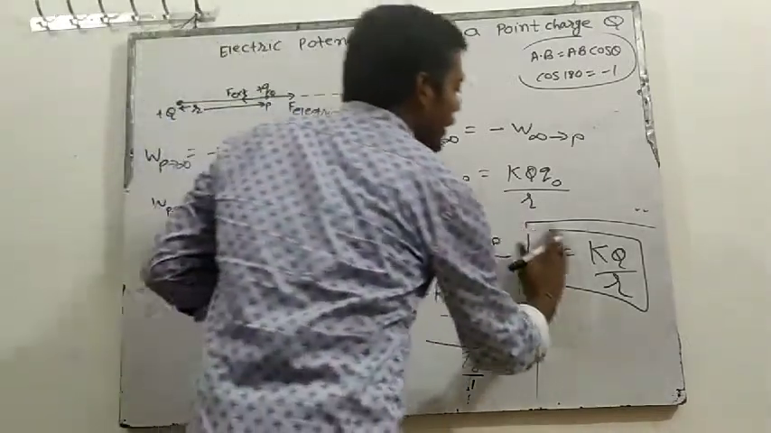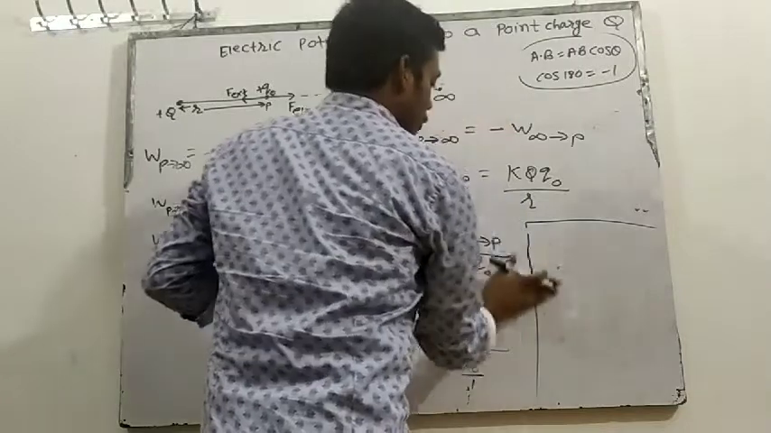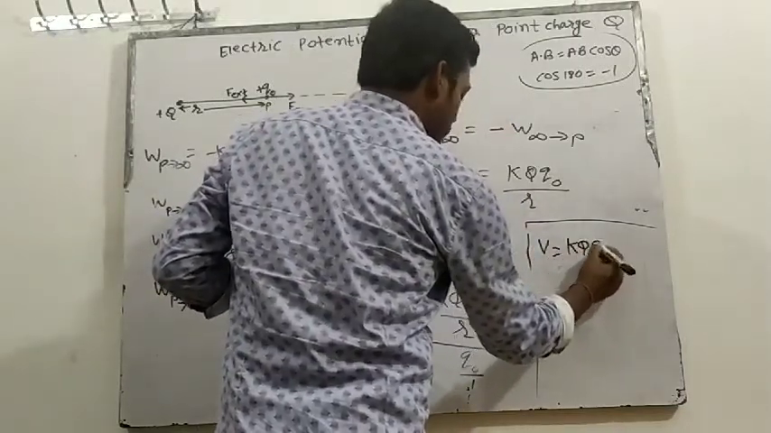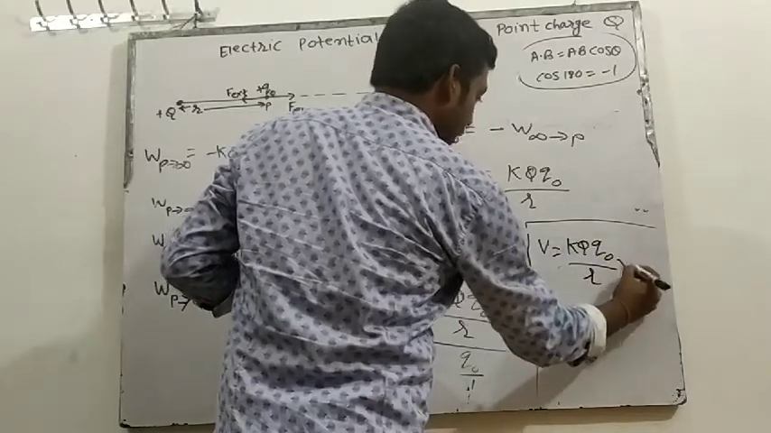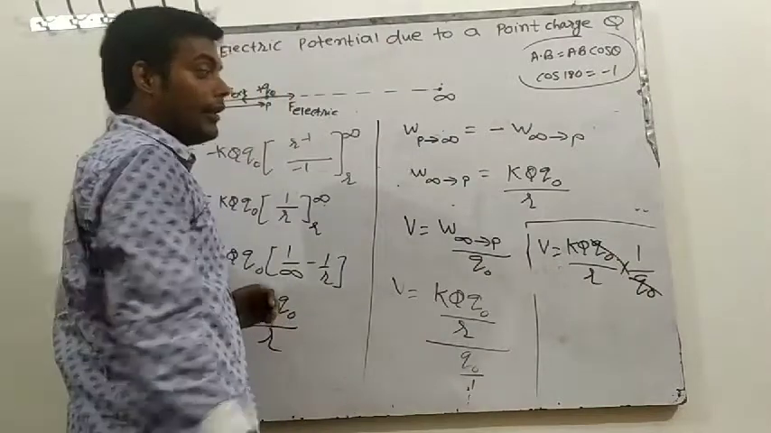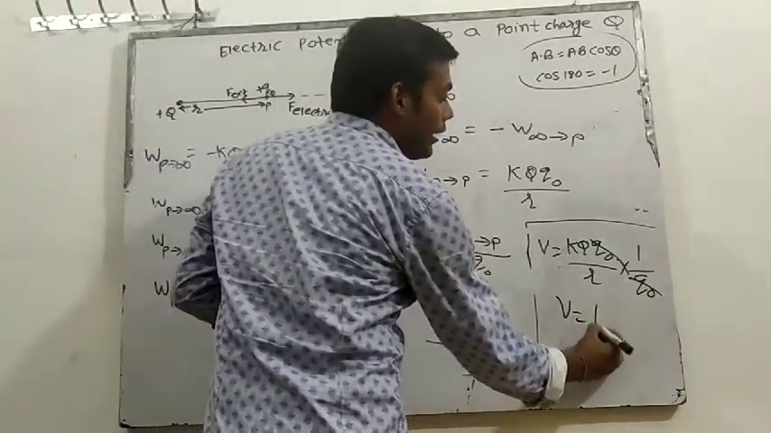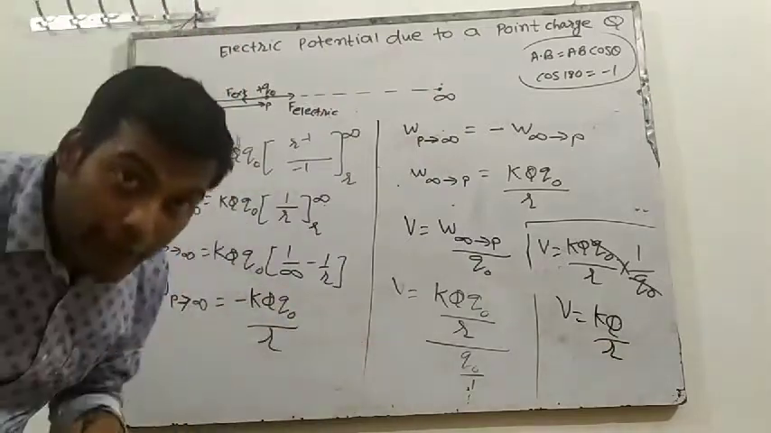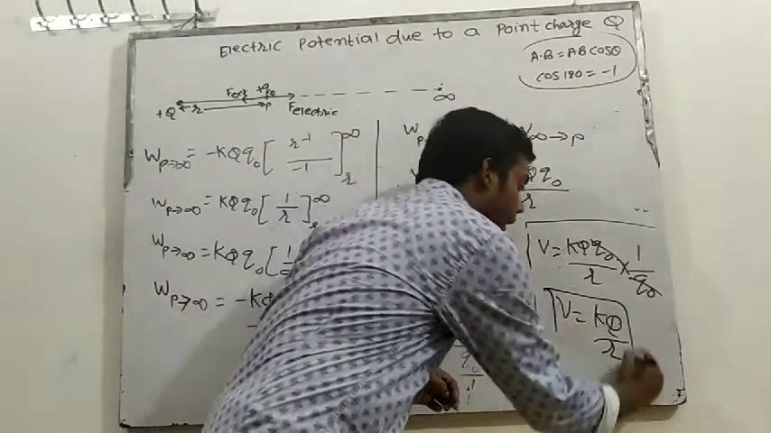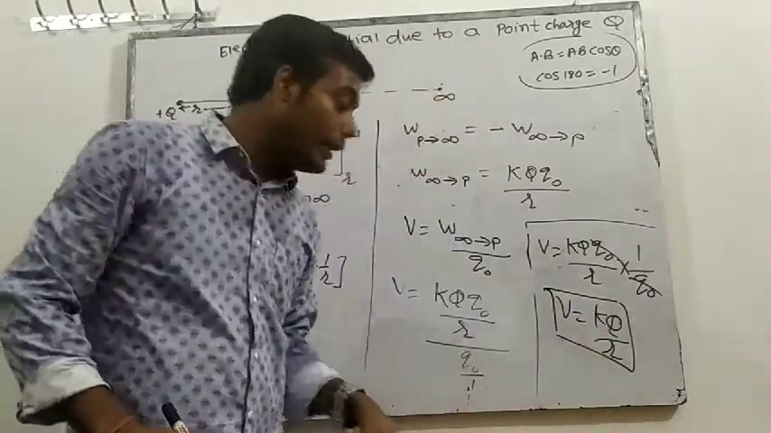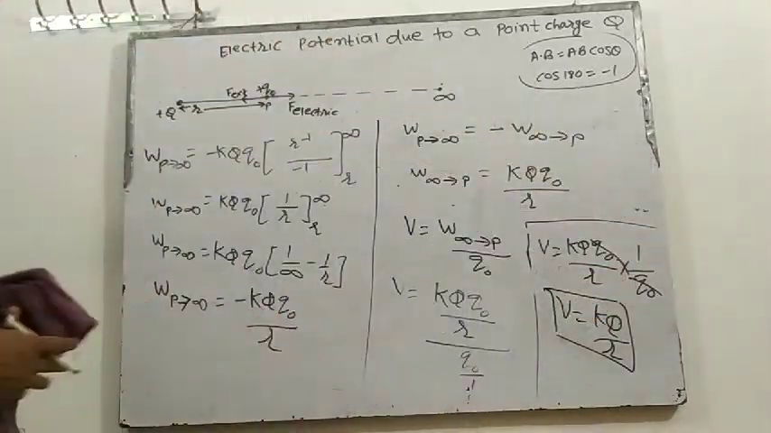Clear? So what will be here? Can we write that potential is K Q naught by R into 1 by Q naught. Q naught cancels, and what will remain? K Q by R. So potential is K Q by R. Here one thing you have to notice: if Q is positive, potential will be positive; if Q is negative, potential will be negative. That means potential depends on sign.